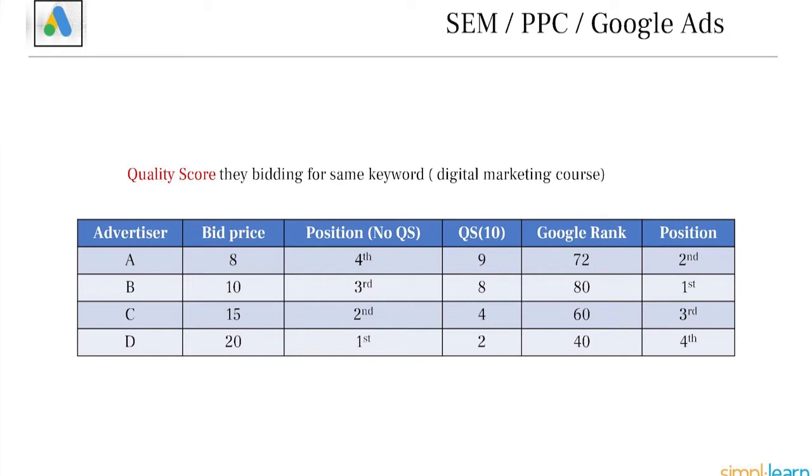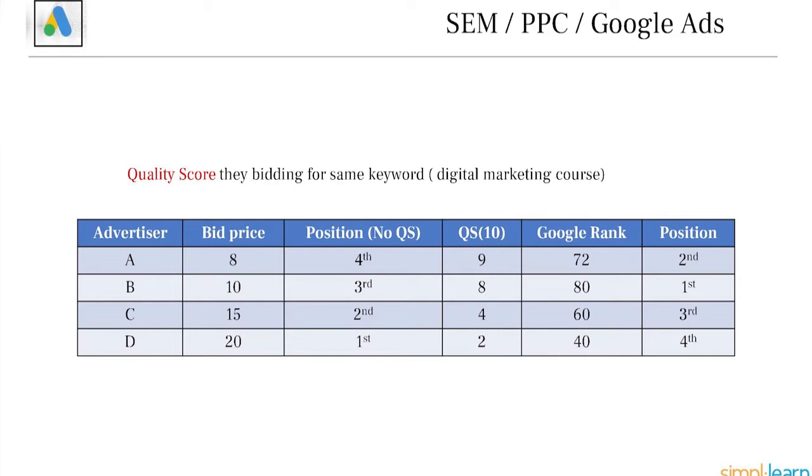B got 8 out of 10, then 4 out of 10 and 2 out of 10. So the one who bid the most got the very least quality score. The reasons will become clearer once we talk about them. So how will this now impact the whole position system? It is their Google rank, not Google position.